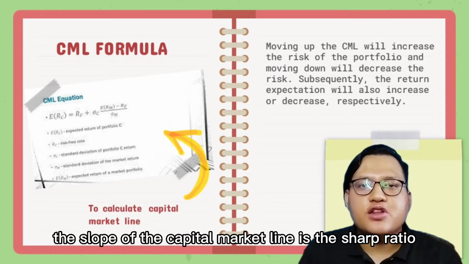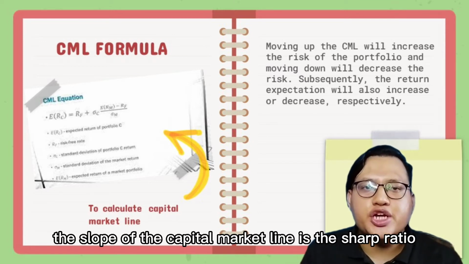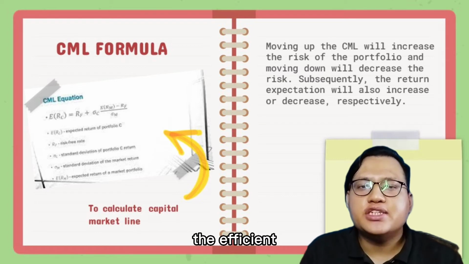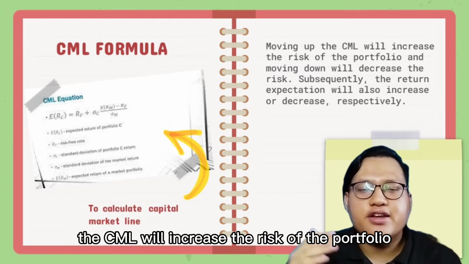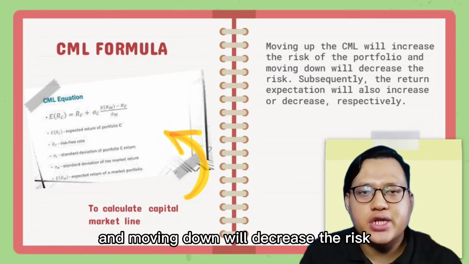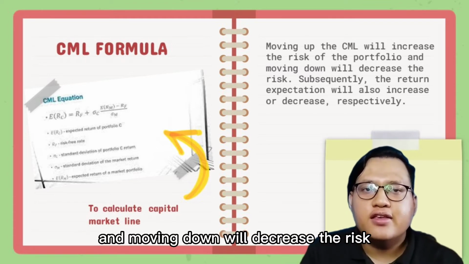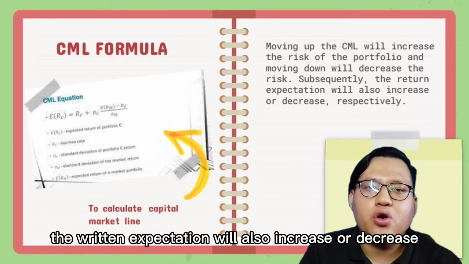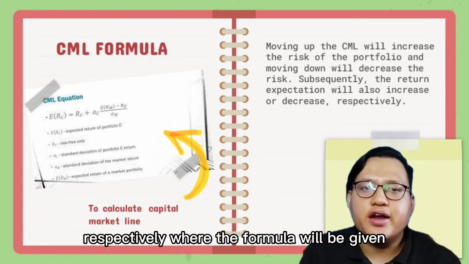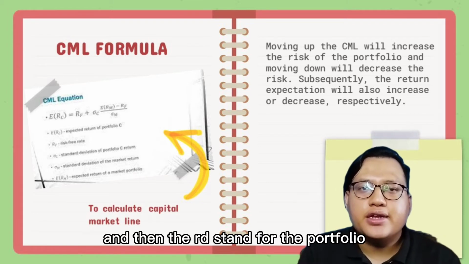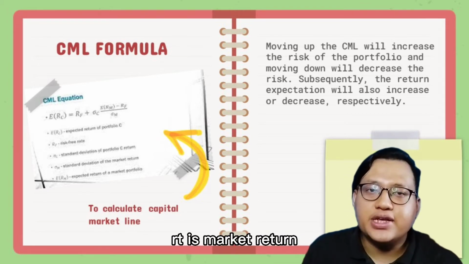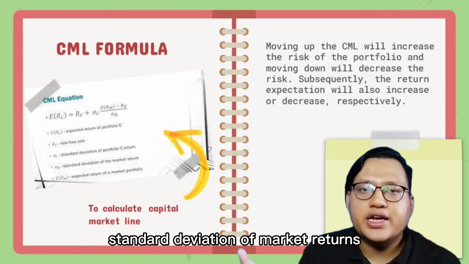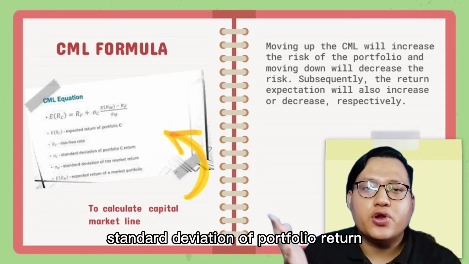Okay, so we move to the CML, the capital market line, which represents portfolios that optimally combine risk and return. The slope of the capital market line is the Sharpe ratio of the market portfolio. The efficient frontier represents combinations of risky assets. Moving up the CML will increase the risk of the portfolio and moving down will decrease the risk. Subsequently, the return expectation will also increase or decrease respectively, where the formula is given. RP stands for the portfolio return, RF is the risk-free rate, RM is the market return, then the standard deviation of market returns, and the standard deviation of portfolio returns.